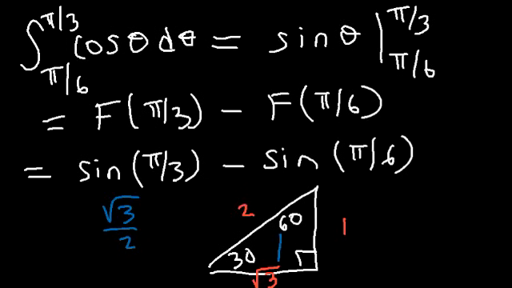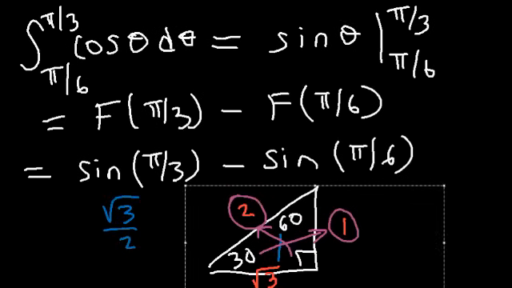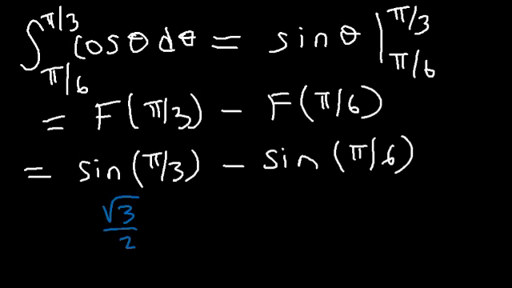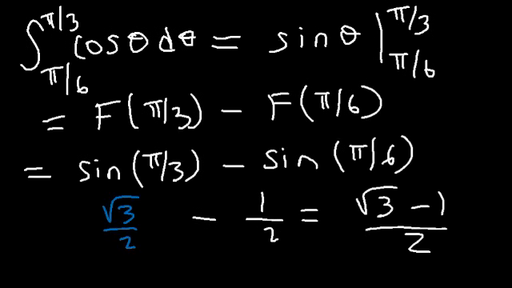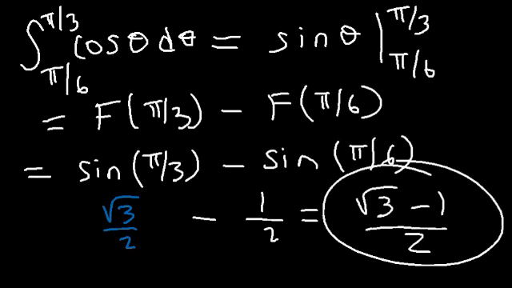Now, sine 30 is equal to opposite, which is 1, divided by the hypotenuse, which is across the box, so the 90-degree angle. And sine 30 is 1/2. So this is equal to the square root of 3 over 2 minus 1 over 2, which is simply root 3 minus 1 divided by 2. That's it for this problem.